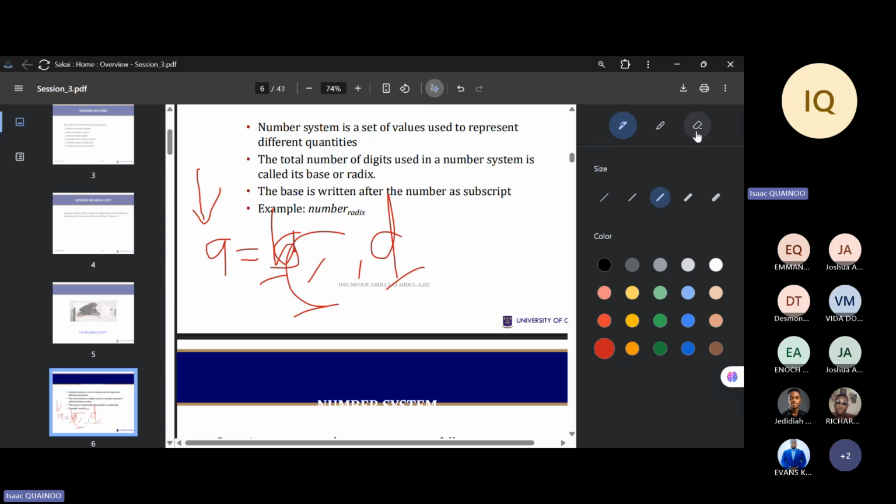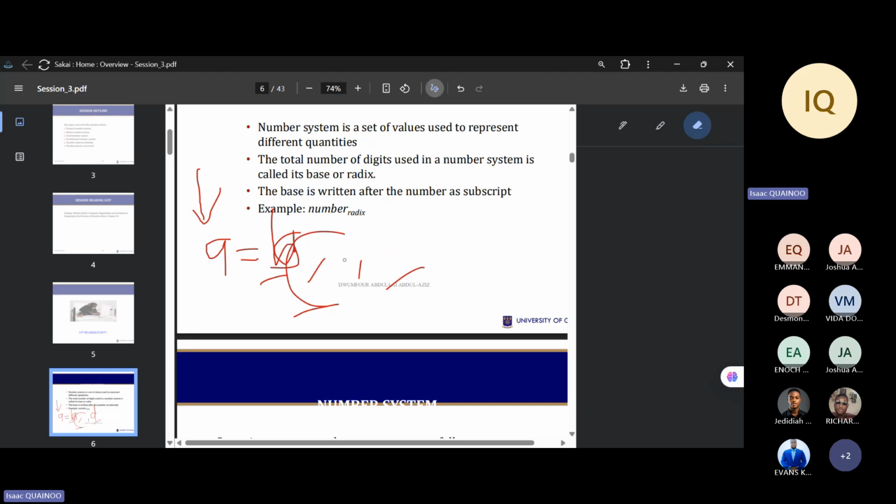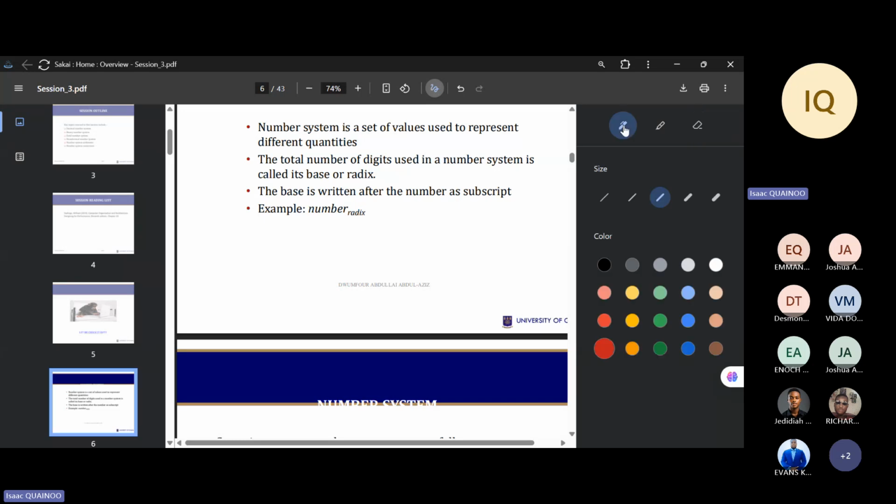So in order to determine which base you are dealing with, you basically determine the unique number of digits that are present in that particular number system. So the basic number systems that we are going to look at here, as I indicated earlier, is binary. It's a decimal, which is the basic because that is what we use in our day-to-day lives.